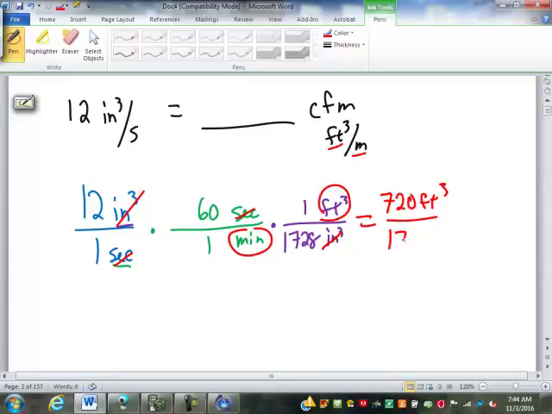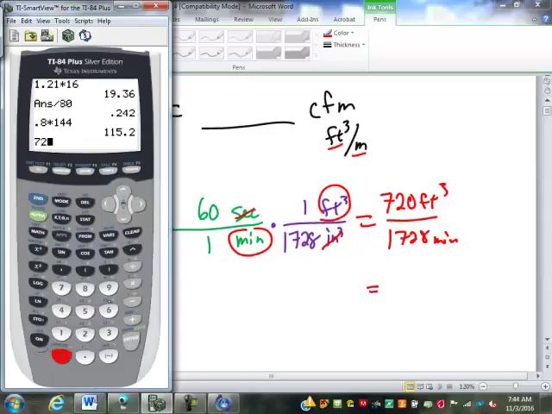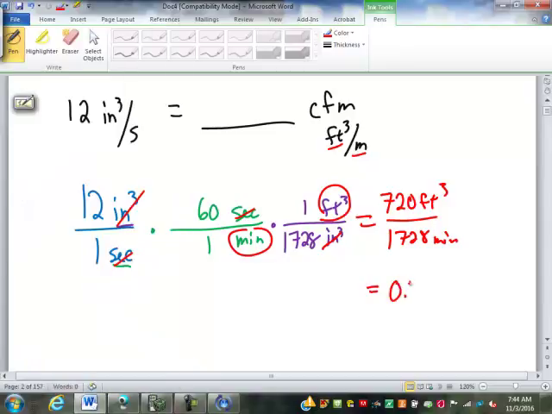And on bottom we got 1,728 minutes. So we got to divide that out. 720 divided by 1728. 0.4167 cubic feet per minute.